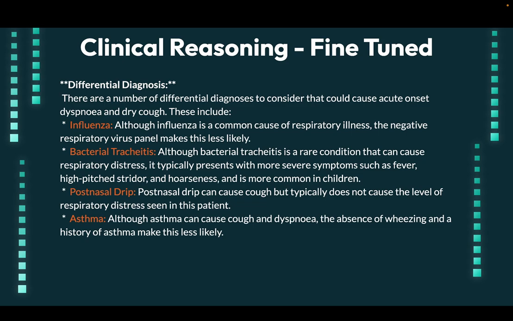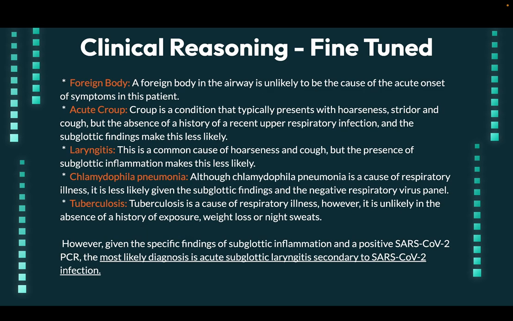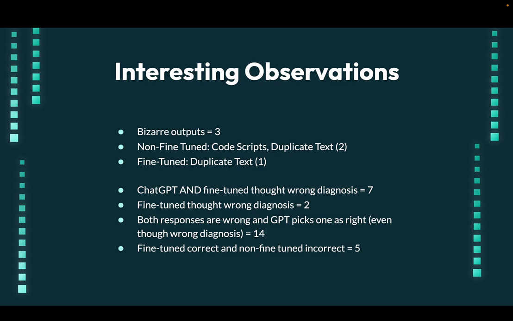So it went through differentials, it went through why it was most likely to be this differential or not. And then it gave the final most likely diagnosis. And we also did notice some interesting things. There were a few bizarre outputs with code scripts and duplicate text, and a few other things where ChatGPT and the fine-tuned models thought that the wrong diagnosis was correct, and a few things like that. So that's something to consider in the future.